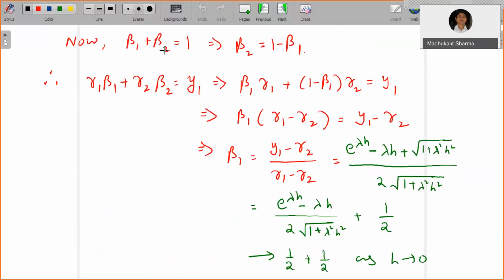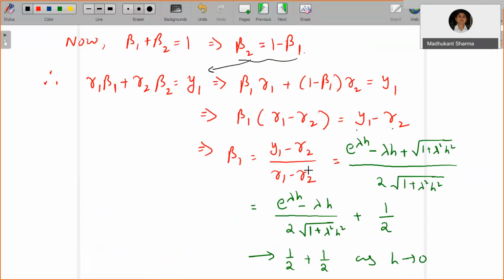So from here, if you look at now, beta 1 plus beta 2 equals 1 implies beta 2 equals 1 minus beta 1. Now we are going to substitute this in this equation. And what it will give you on simplifying is the first term as it is plus r2 times beta 2, where beta 2 is 1 minus beta 1, equals y1. So now arrange the coefficient of beta 1 on the left side, and the rest you can send to the right side. Then what you will get is beta 1 equals (y1 minus r2) divided by (r1 minus r2).